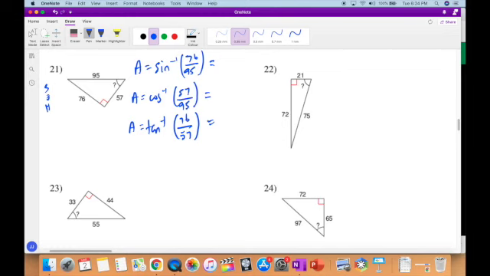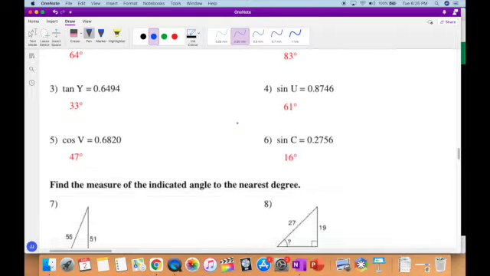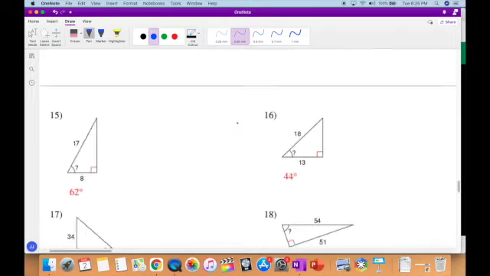So the sine inverse of 76 over 95 is 53 degrees. Cos inverse of 57 over 95 is 53 degrees. And the tan inverse of 76 over 57 equals 53 degrees. No problem there. And yes, look, we have the 53 degrees there.